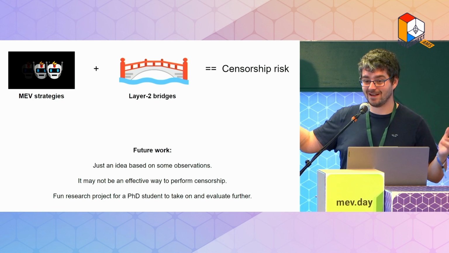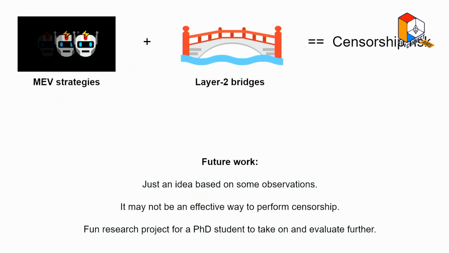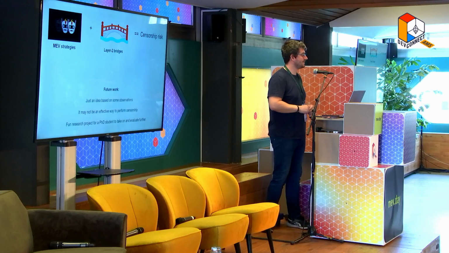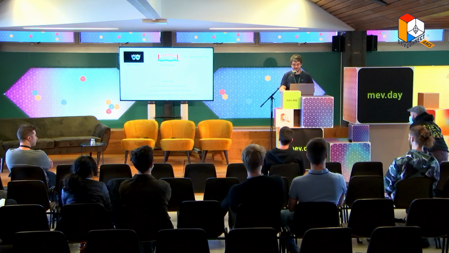My future work would be, based on these observations, to try to work out how effective it is. Is it possible to censor transactions in a way that's financially effective? Or maybe it's done and it's a dead end? I don't know, but maybe a PhD student would want to take it up and evaluate it a little bit further. So that's basically it, and I have a little bit of time for questions from the looks of it. So, awesome. GG, guys. GM.